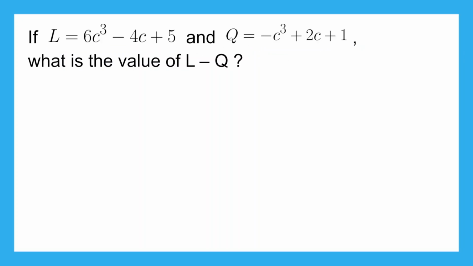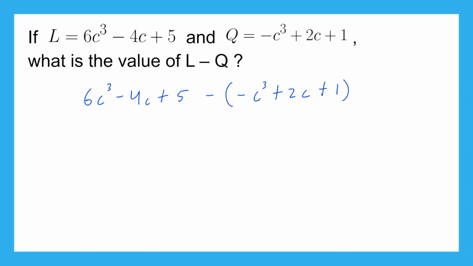I'll pause it here and write out the expression, and then we'll continue. So there's that same L that we had before. I'm going to start it in parentheses. And then this time we need to say minus, and then I'll write out the entire expression for Q, and then we'll continue.